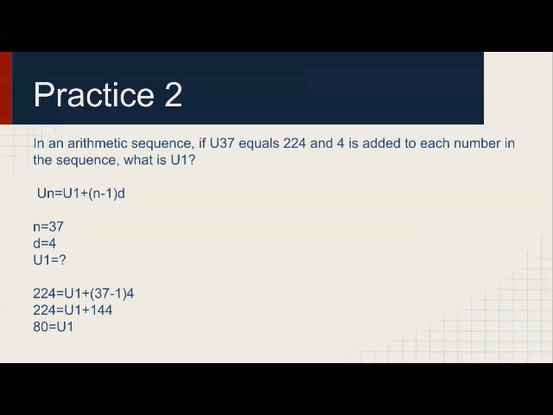We're going to do some simple math. 37 minus 1 is 36, times 4 is 144. And then do some basic algebra, subtract 144 from both sides. And bang bang, you have U1 equals 80. It's a really simple concept, so I hope this is helping.